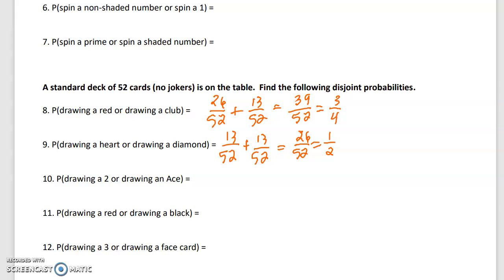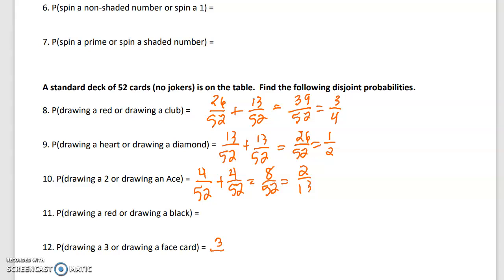Drawing a 2 or drawing an ace. Well, there are 4 2s and 4 aces, which again simplifies to 2/13. Let's skip down to the last one. Drawing a 3 or drawing a red card.